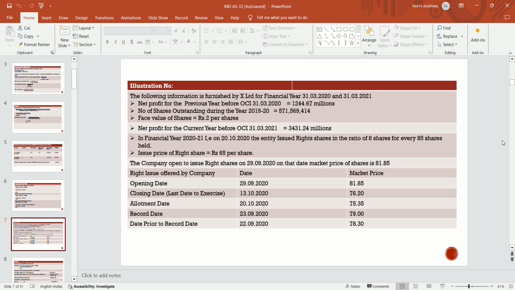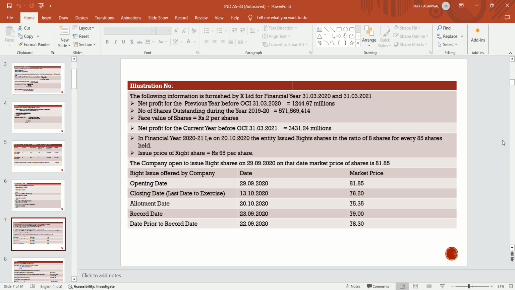So whoever are the existing shareholders, for 85 shares, they will get 8 rights shares. And the issue price of the rights shares is rupees 65 per share. So the face value is given as 2 per share and 65 is the issue price of that share. So the differential is the premium.